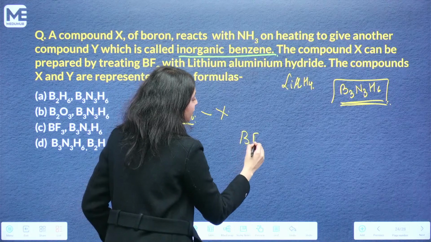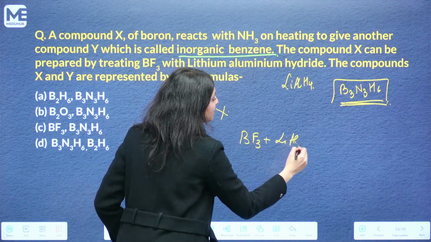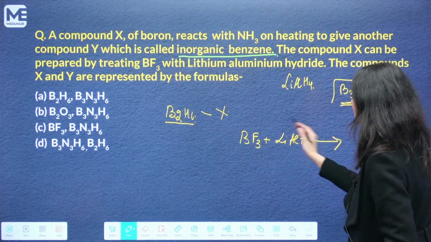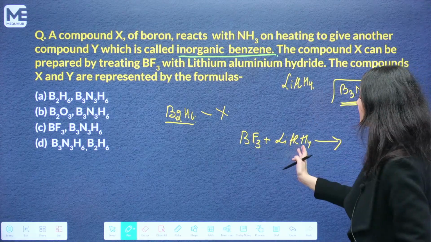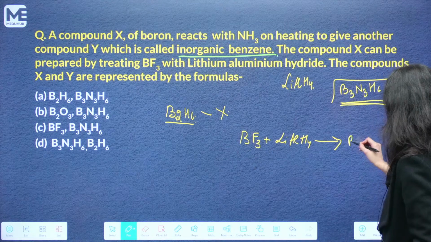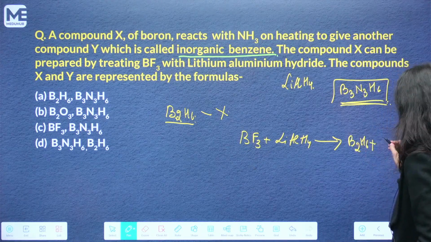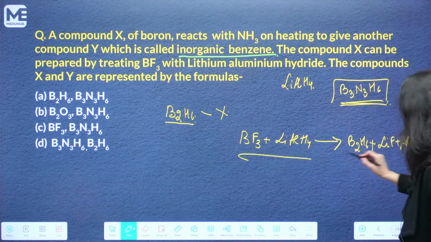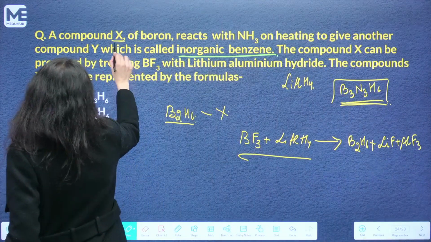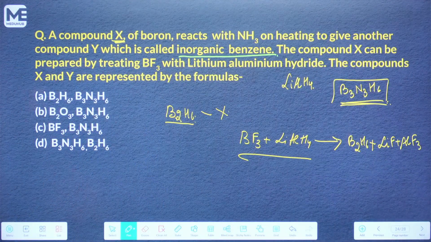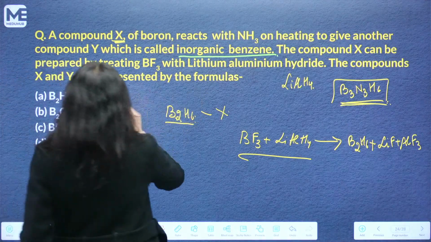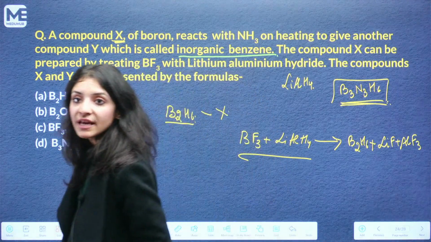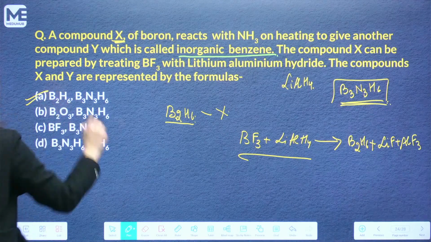So if we have BF3 with lithium aluminium hydride, there is a very interesting way to remember this, it's just a way. Since lithium aluminium hydride is a reducing agent, you can say that it adds hydrogen to boron, so you get diborane, and then you have lithium fluoride and aluminium fluoride. This is the reaction. So compound X would be B2H6, diborane, and Y would be borazine, B3N3H6. So the correct option is A. Yes, you got the correct answer. A is the correct option.